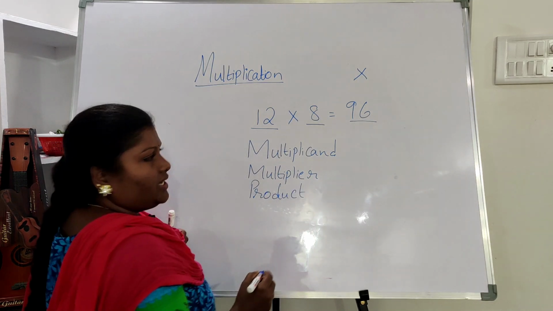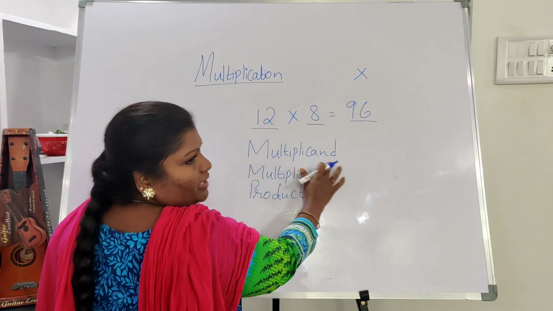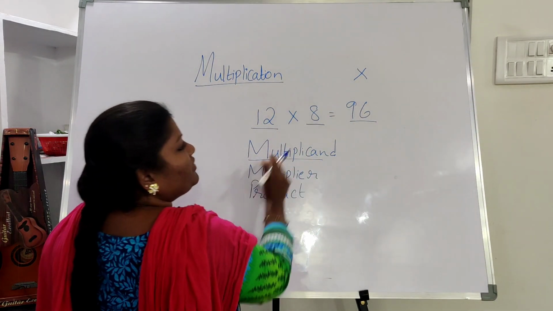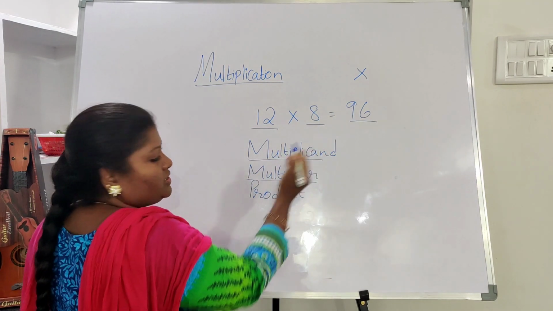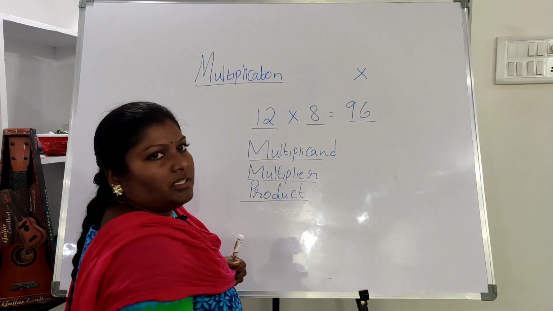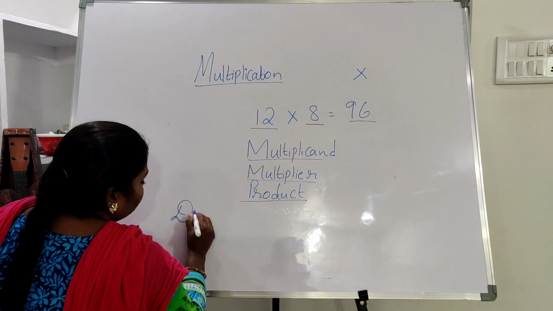I repeat once again. The first number which is multiplied is called multiplicand, and the number which multiplies is called multiplier, and the result is called product. Yes, let me go for the next one, that is division.